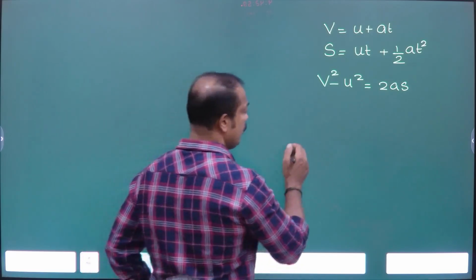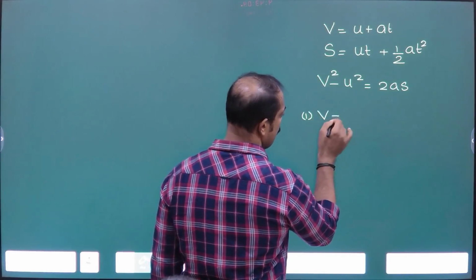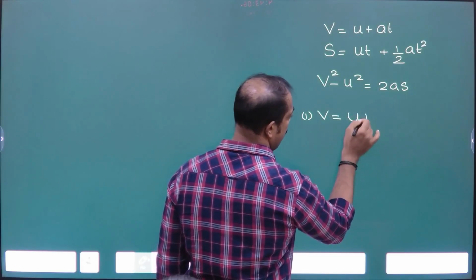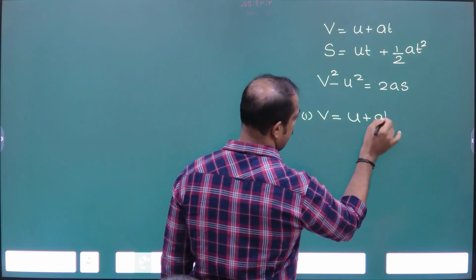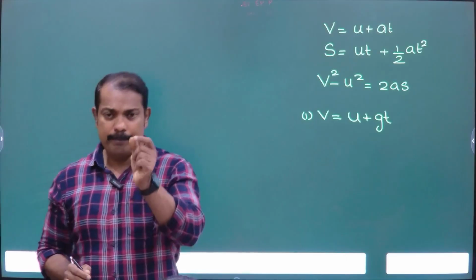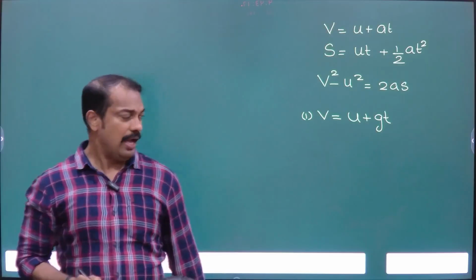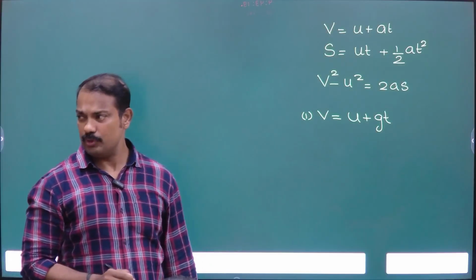What is the first equation? V equal to U plus GT. Same है. But replace A by G. You have to replace this A by G. And the second equation of motion, vertical.